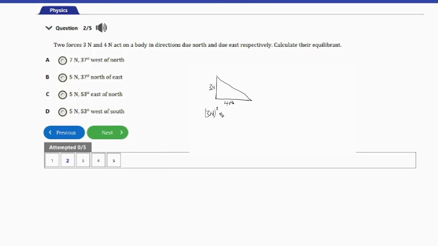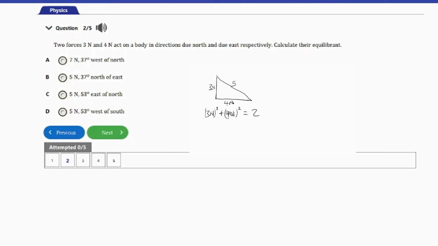If we complete this triangle, we're going to use the Pythagoras rule where 3N squared plus 4N squared will give us z squared. Let's say this is z. So z squared is going to be 9 plus 16, and that's 25. So z alone is going to be root 25, and that's 5. So the resultant force here will be 5.